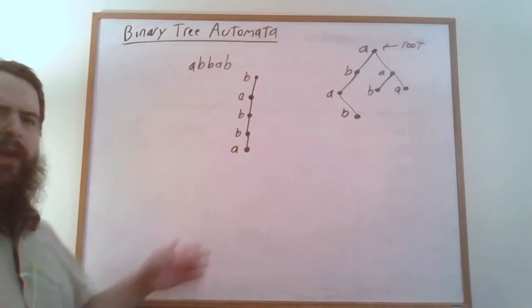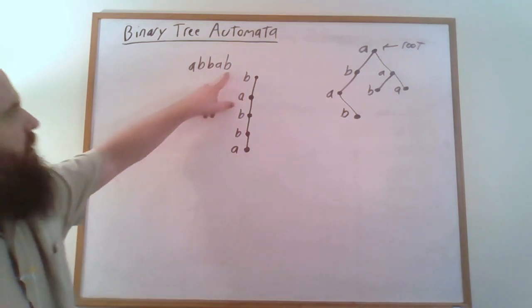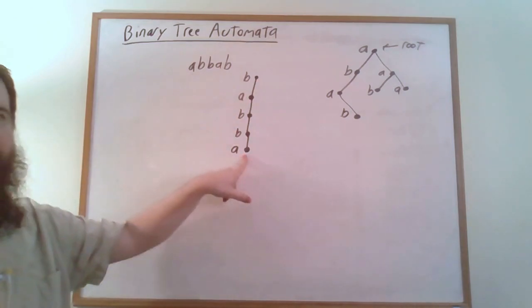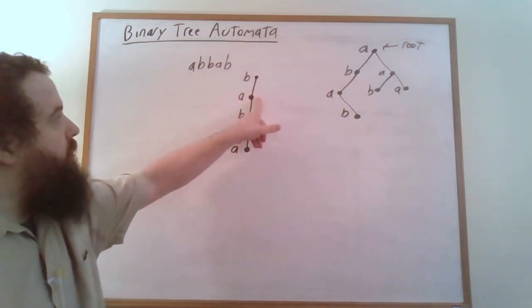And for some reason, we're going to want to view this also upside down, where the end of the word corresponds to the root and the start of the word corresponds to the leaf. This here is a unary tree. Each node has at most one child.